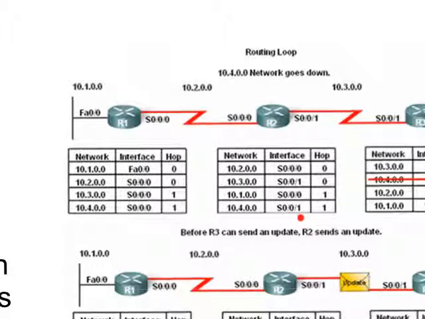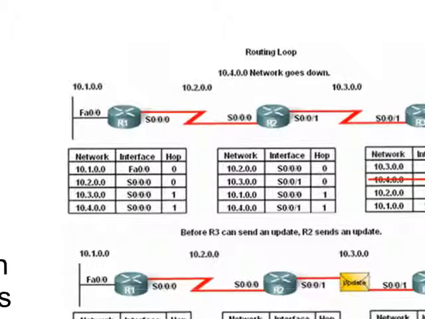And then 10.4.0.0 with a hop count of 2, right? So this means what? This means that you can reach 10.4.0.0 through me with a hop count of 2.